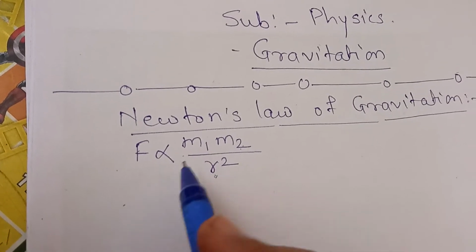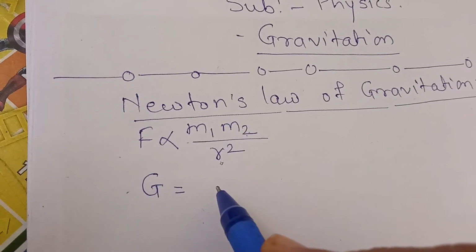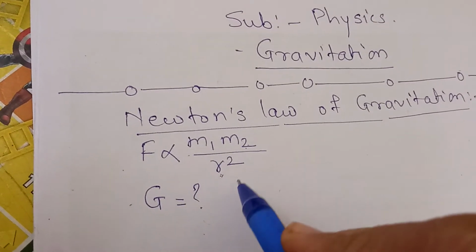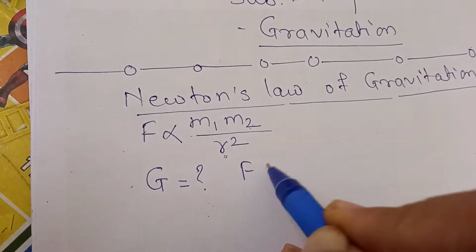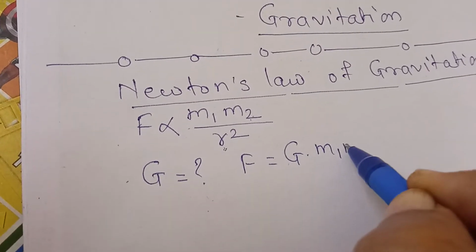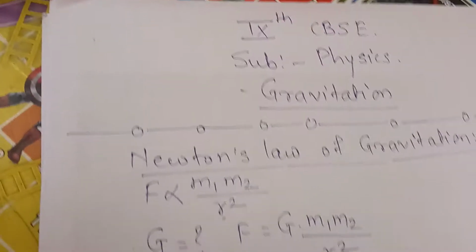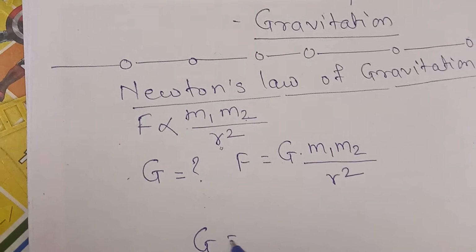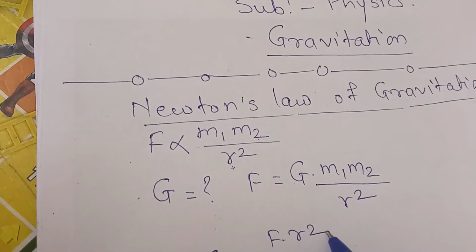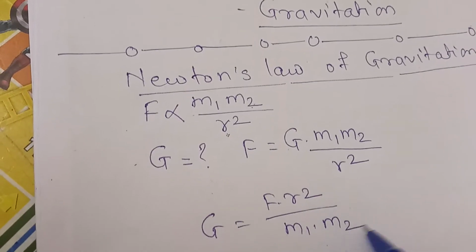Now from this we can find the universal gravitational constant G. What is the formula of G? We also prove the formula F is equal to G m1 m2 upon r square. From this we have proved the formula for G is equal to F r square divided by m1 into m2.